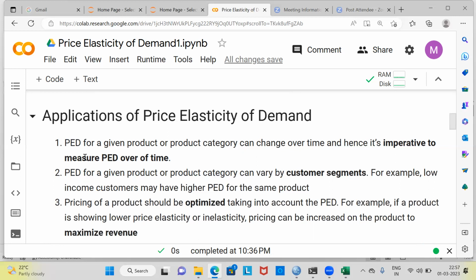What does this statement mean? This simply means that when we are talking about price elasticity of demand for a given product or product category, PED for a given product or product category can change over time. And hence, it is very, very important for us to measure PED over a period of time. So remember the first point, PED is a function of time. The second point here is that PED is also a function of customer segments.